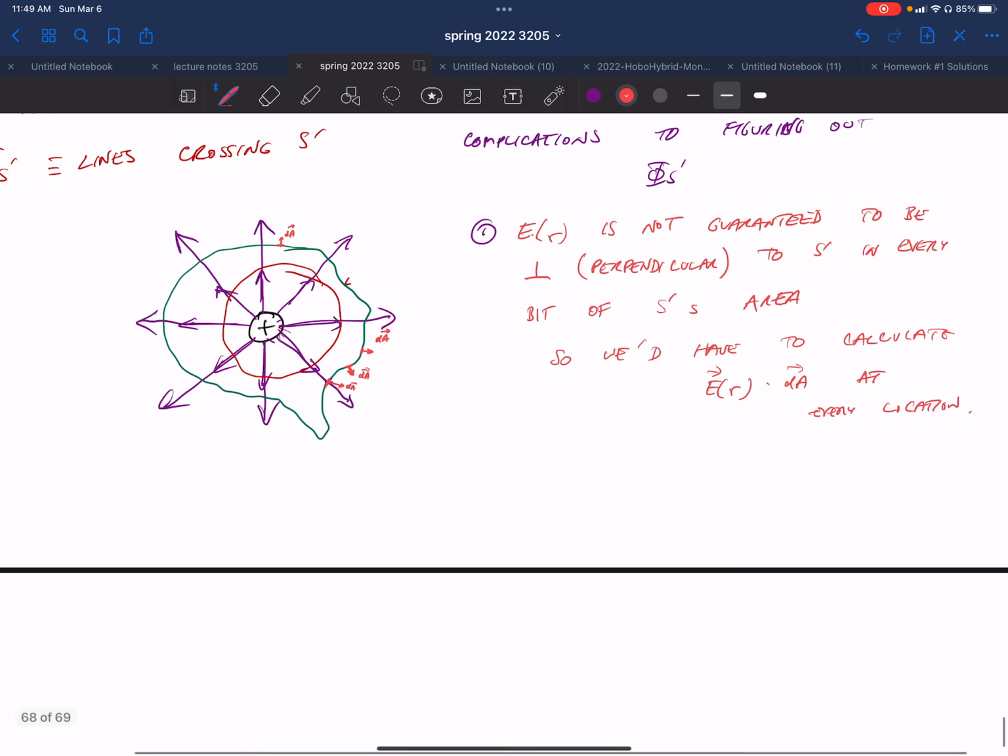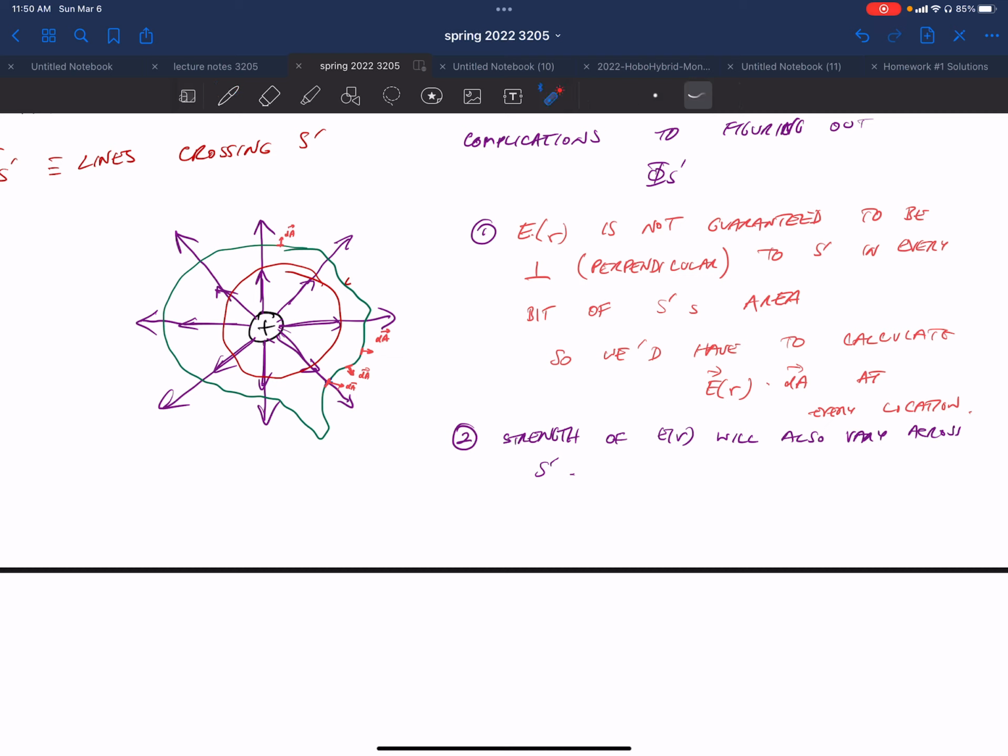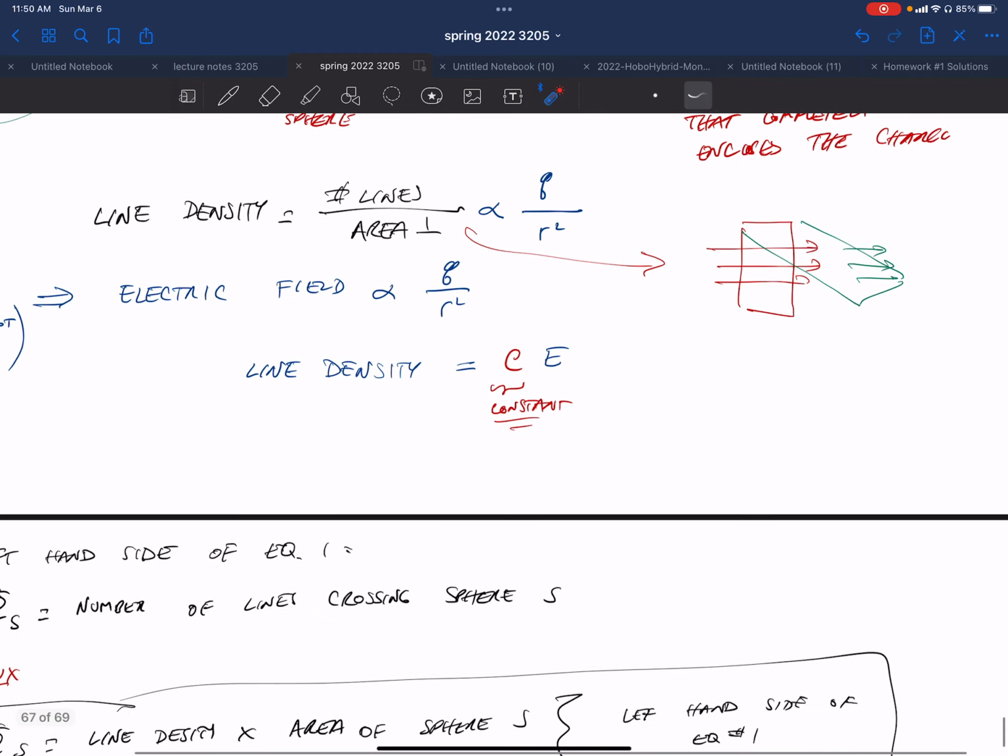And then the second reason why things are complicated is that the strength of E sub r will also vary across S prime. So imagine here, this distance isn't guaranteed to be the same as, I don't know, this distance, on S prime. And remember, the electric field is a function of 1 over r squared.